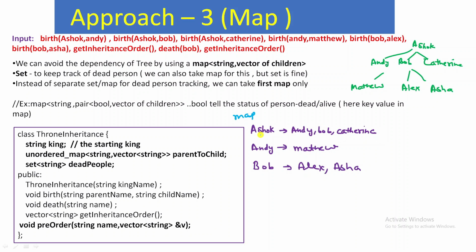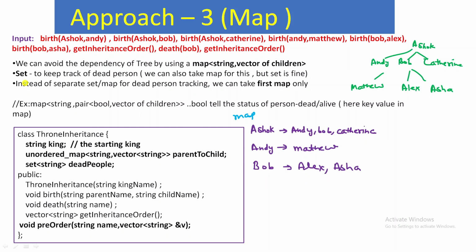Okay, so Ashok is the parent, and Andy, Bob, Catherine are the children, so they are in the value field. In the same way, Andy has Matthew as the child, and Bob has Alex and Asha as the children. You can also write Matthew, Alex, and Asha here, with no children. The implementation will take care of that if some node has no child.